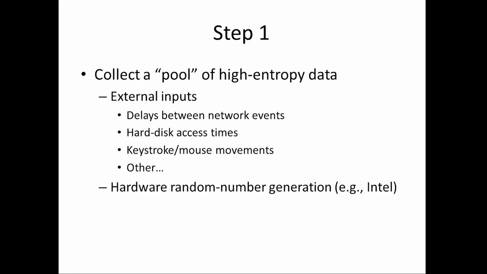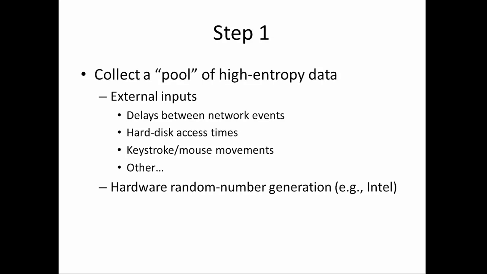So let's look in more detail at step 1. I said that what is going on continually is that a pool of high entropy data is being collected. Well, where does this high entropy data come from? Ultimately, it has to come from something external to the processing chip itself. Very typically, this high entropy data comes from external inputs that have some measure of unpredictability. So for example, delays between network events, or times required to access data written to the hard drive, or keystrokes and mouse movements made by the user.